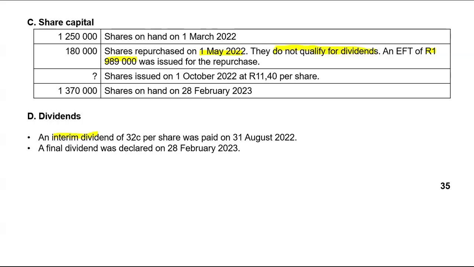When I look at it, they won't qualify for interim dividends that were declared and paid on the 31st of August. They also do not qualify for final dividends. And they didn't give us any final dividends this side. But you need to remember, and I don't know why I didn't put it there, final dividends for this year, you will find them in trade and other payables as shareholders for dividends.